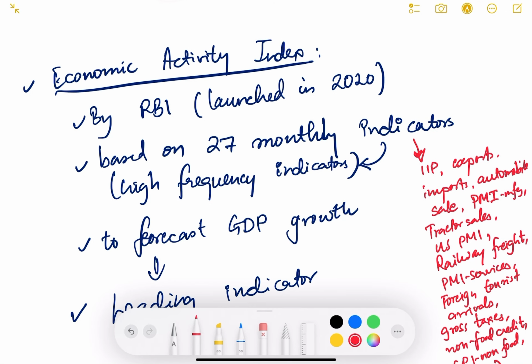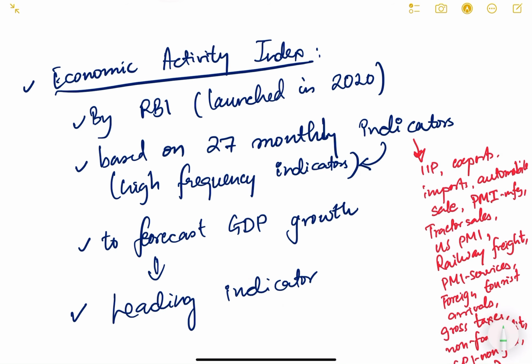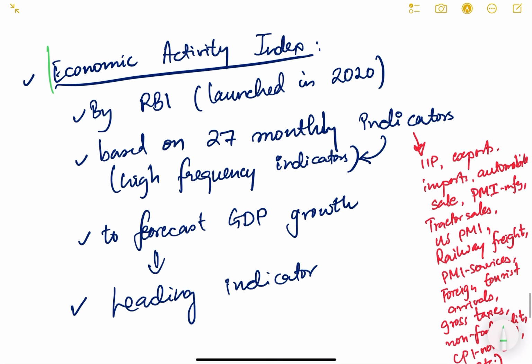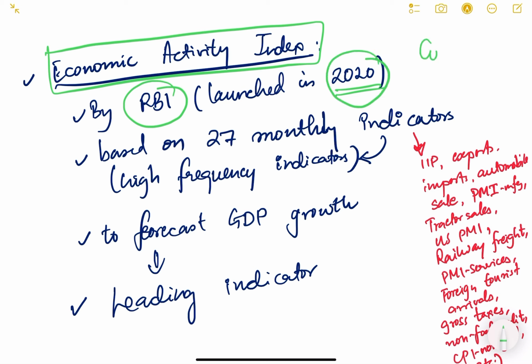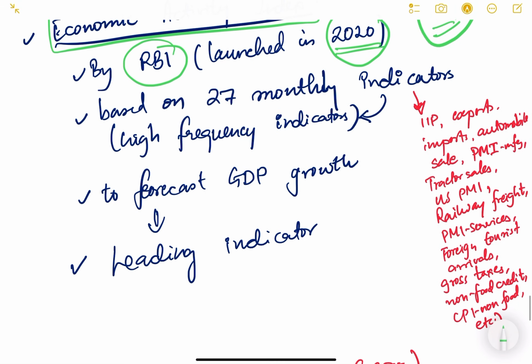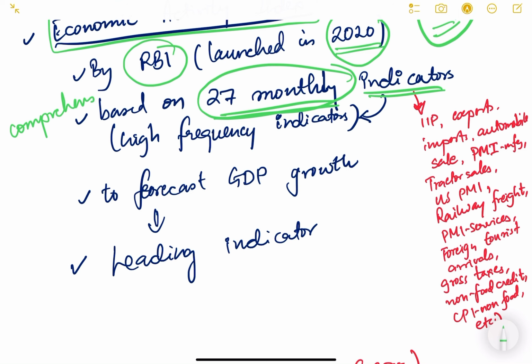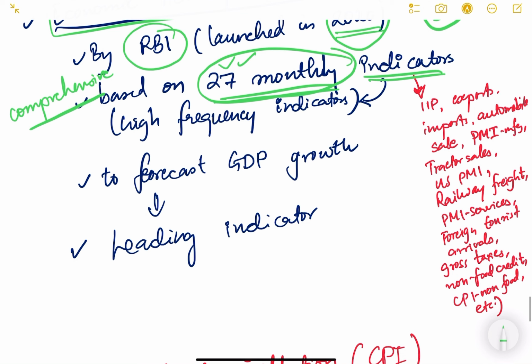Now let us look at the last one today. The last index that we are going to discuss is the economic activity index. The economic activity index was very recently launched by RBI, in 2020 during the COVID times. This is a very good index. It is based on 27 monthly indicators. There are so many different indicators covered under this, so it is a very comprehensive index. It takes data of almost 27 different parameters, and monthly indicators means these are high frequency indicators.